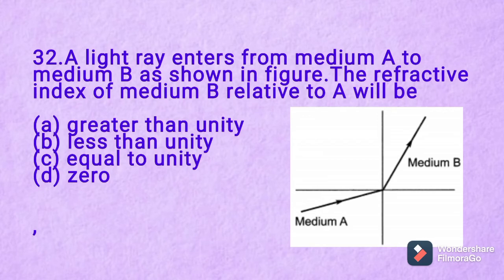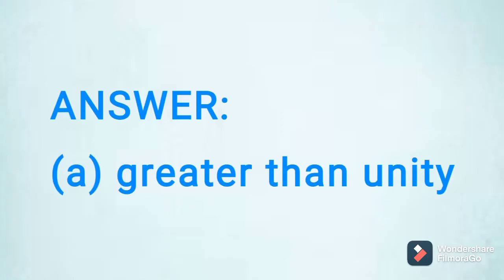32nd question. A light ray enters from medium A to medium B as shown in figure. The refractive index of medium B relative to A will be option A, greater than unity, option B, less than unity, option C, equal to unity, option D, 0. And the answer is option A, greater than unity.